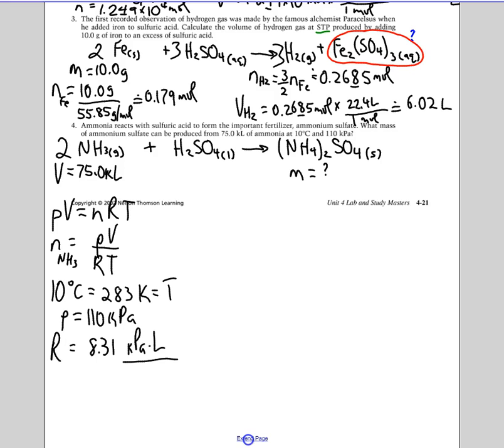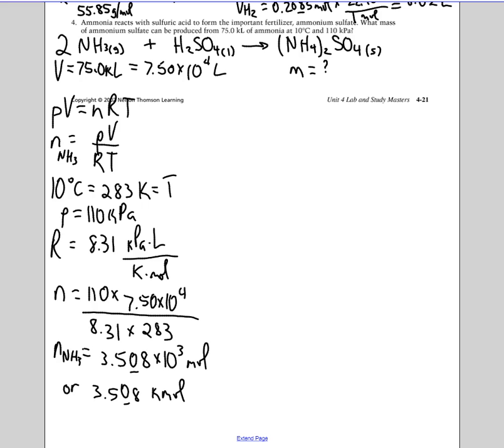kilopascals liter for every Kelvin mole. So that is all we need to calculate number of moles. So number of moles would be calculated at this point. Now 75.0 kiloliters is 75,000 liters. Tens of thousands are 10 to the 4 as a power. So that's 7.50 by 10 to the 4 liters.